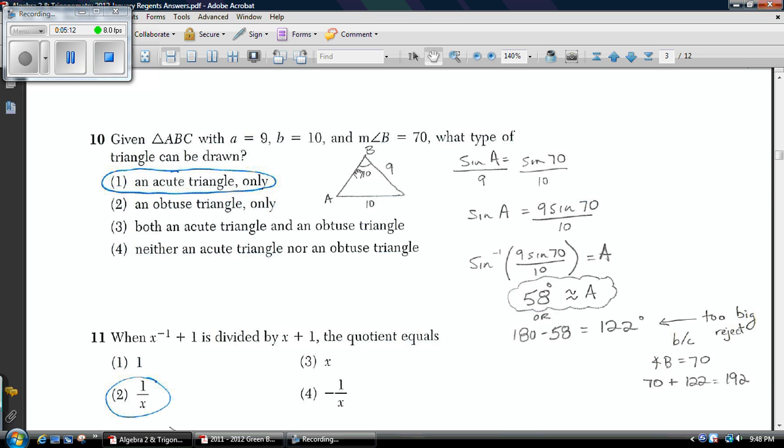Anyways, 122 is just way too big. I mean, it puts us over. We got 70 degrees already in there. That's 192. Reject this, which means there's only one type of triangle that can be formed using these measurements, and it's acute.